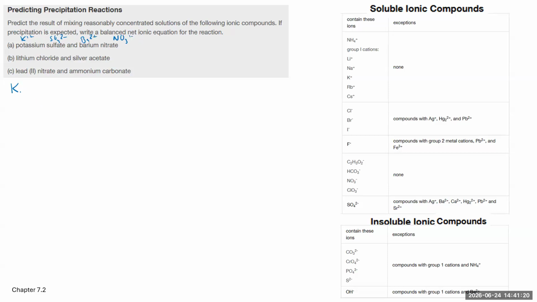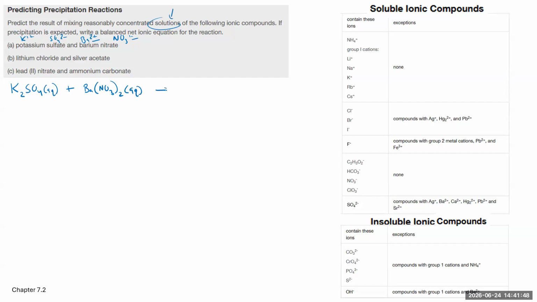So K2SO4. And these are solutions. So if they're solutions, they are aqueous. Plus Ba(NO3)2, because we have a 2 plus charge here and a 1 minus. We need to make neutral compounds. We know they're aqueous because they are solutions.